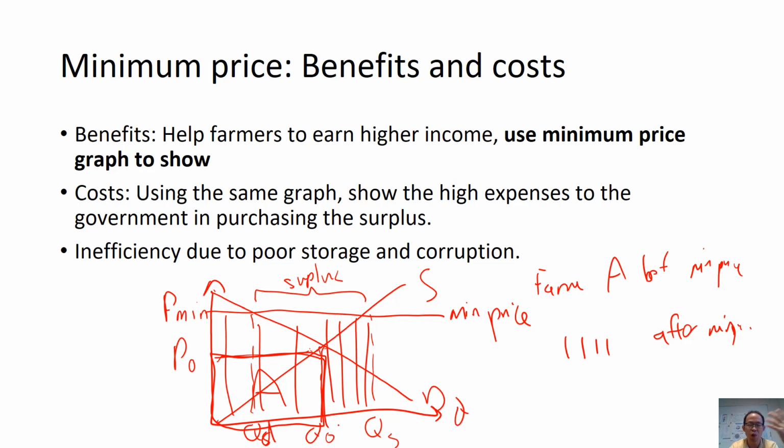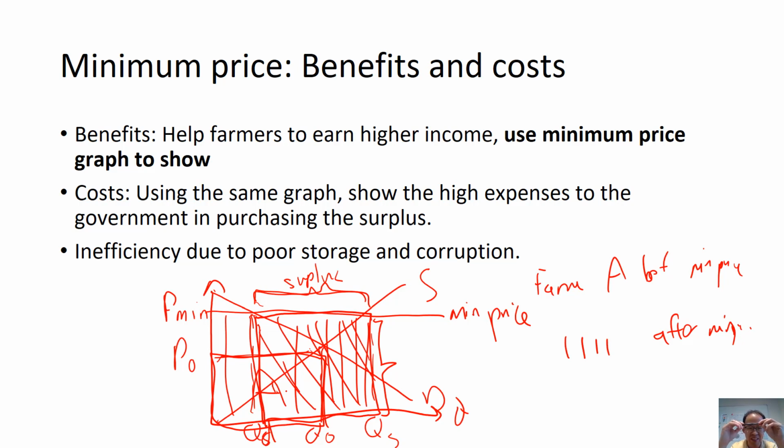So these are the main benefits. You want to help the farmers. What about the cost? The cost is this. The government has to buy up the entire surplus at the minimum price. So the cost to the government, if you show in the graph, is actually this big box here. Now, there's a very high opportunity cost for this.